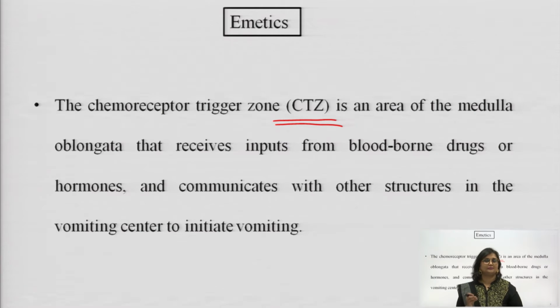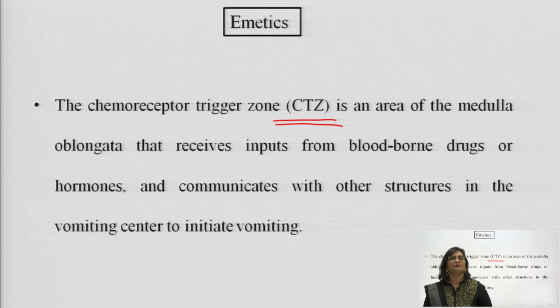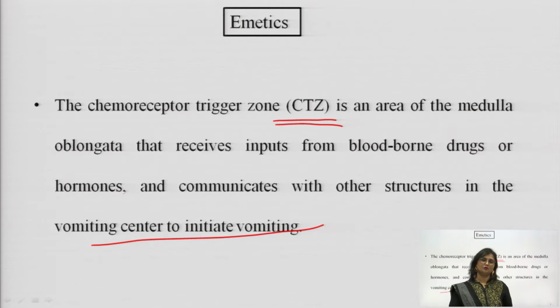What is this chemoreceptor trigger zone? Before understanding the category of drugs, we need to understand these two areas at which our emetics work. Number one is the chemoreceptor trigger zone. It is an area of the medulla oblongata that receives input from blood-borne drugs or hormones and communicates with other structures in the vomiting center to initiate vomiting.